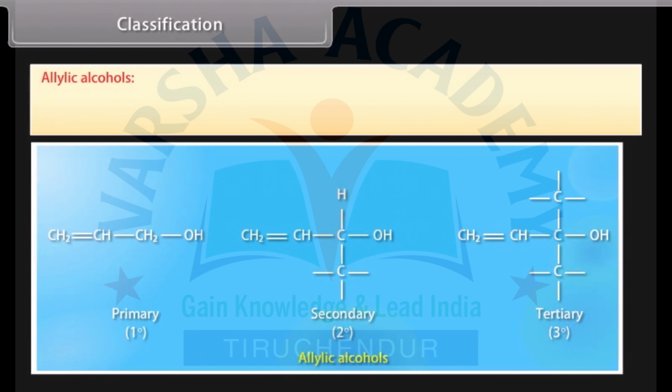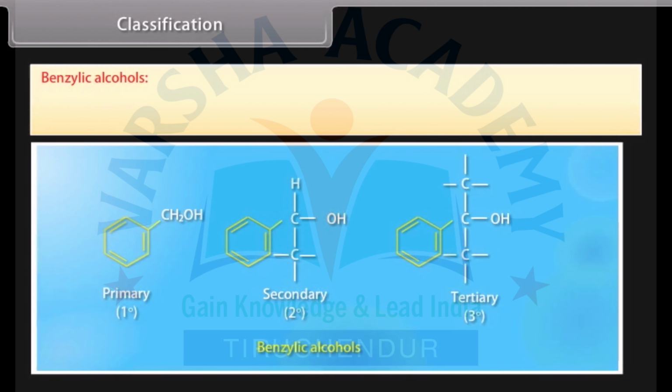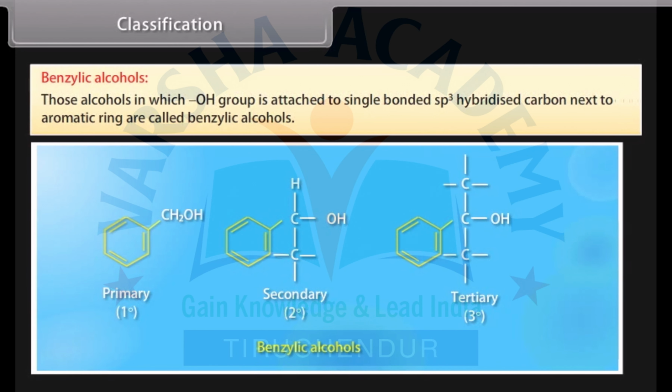Allylic alcohols. Those alcohols in which hydroxyl group is attached to single bonded sp3 hybridized carbon next to carbon-carbon double bond, that is, to allylic carbon, are called allylic alcohols. Benzylic alcohol. Those alcohols in which hydroxyl group is attached to single bonded sp3 hybridized carbon next to aromatic ring are called benzylic alcohols.